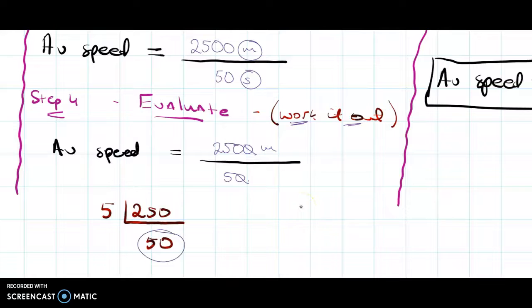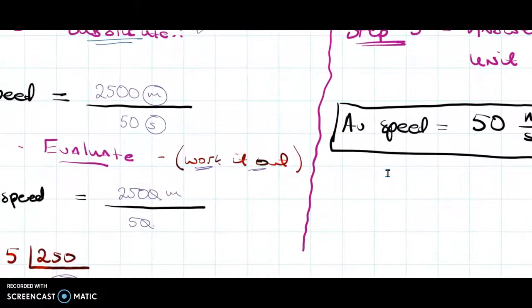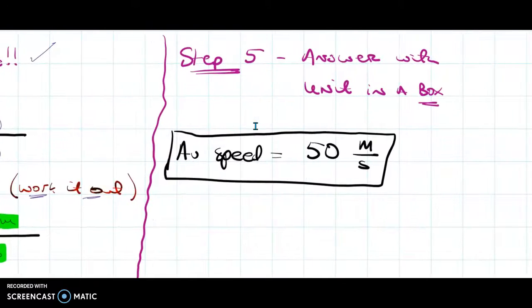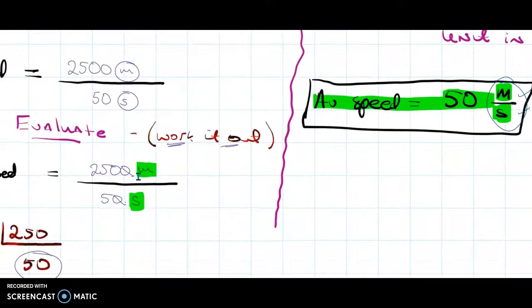But of course, what unit is going to be on that answer? So I come back up here and I have another look at the units. Whoops, I made a big mistake here because I forgot to put in my unit. So I've got 2,500 meters divided by 50 seconds. The meters is on top, the seconds is on the bottom. So I wind up with an answer that's got meters on top, seconds on the bottom. Average speed is equal to 50 meters per second. And that's the 5th and final step, where I take my answer with the correct unit and I've double checked that that unit there matches what comes out of here. Those two things should match.